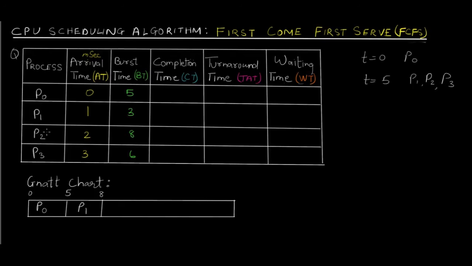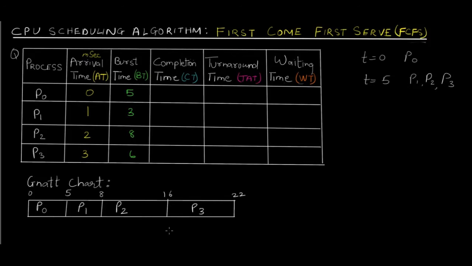After P1, we know P2 came into the queue at time equal to 2. So we'll write P2. It requires 8 milliseconds. So 8 plus 8 is going to be 16. And this is when the CPU will finish process P2. And the last process is going to be P3. It requires 6 milliseconds according to the burst time, and it will finish processing at 16 plus 6, which is going to be 22 milliseconds.